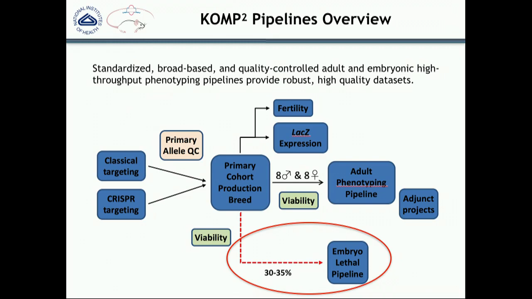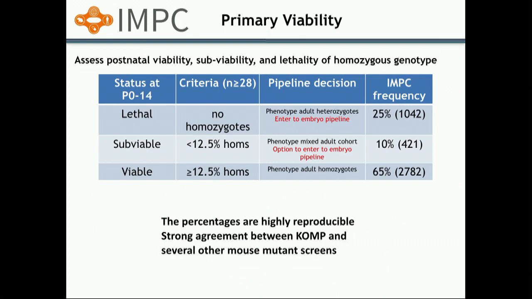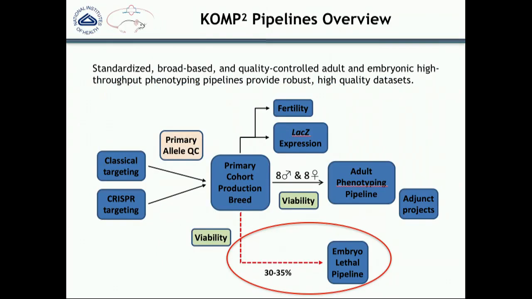One of the things that we developed a couple of years ago is a pipeline dedicated to looking at the 30 to 35% of mutations that are recessive lethals. In order to characterize these phenotypes, we had to build a pipeline that was really dedicated to understanding embryonic phenotypes. And that's what I'm going to discuss with you today. Part of the analysis initially is to establish primary viability. And through the establishment of primary viability, we then have three outcomes that come from that analysis.